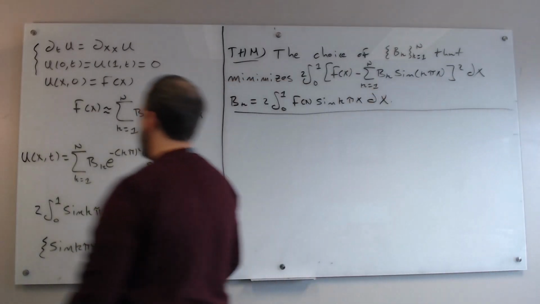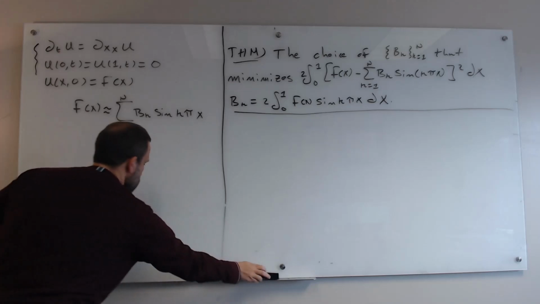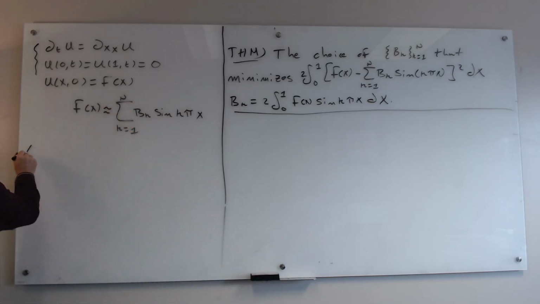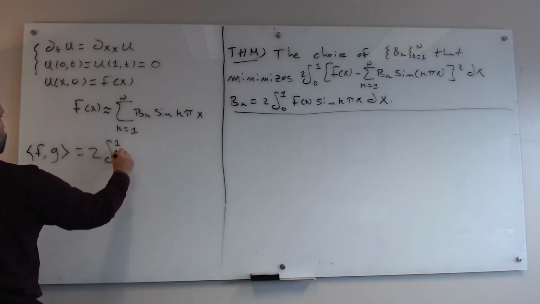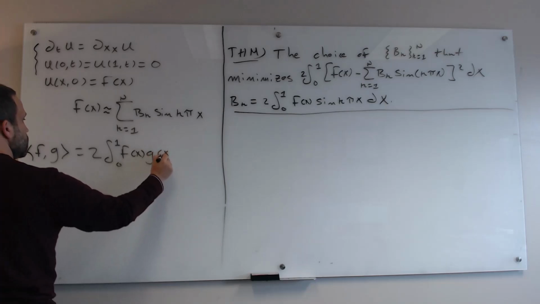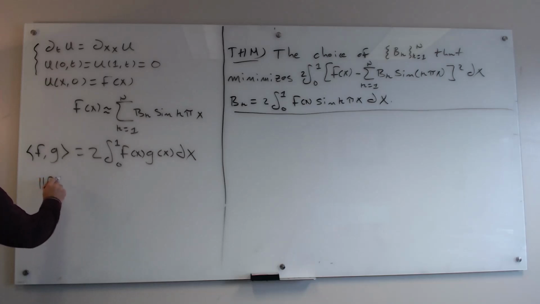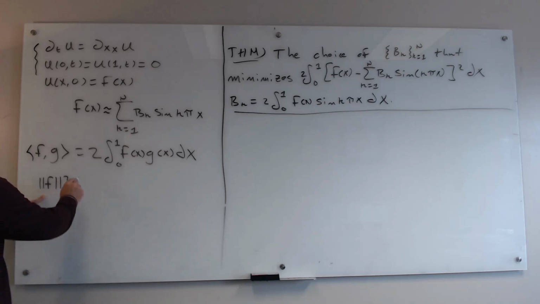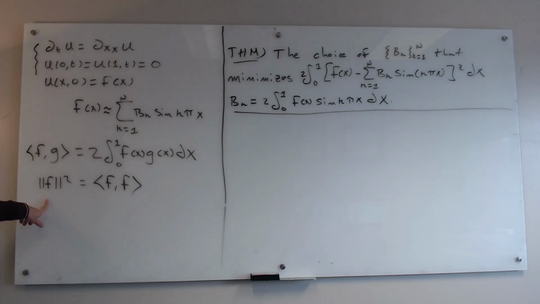Now to do that, I'm going to use the following notation. I've mentioned it before. So the inner product of two functions, f and g, is going to be 2 times the integral from 0 to 1 of f of x, g of x, dx. And so the norm of a function squared is just going to be the inner product of f with f. This is familiar from your linear algebra class, and this is also the dot product. Think about it in vectors, just regular Euclidean linear algebra. The dot product of a vector with itself is its magnitude squared.